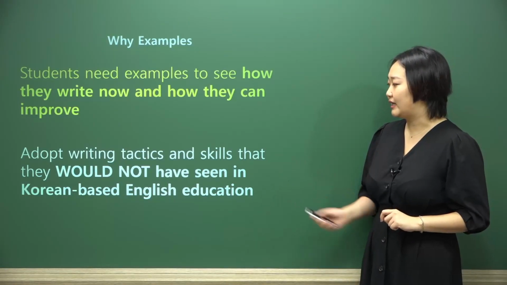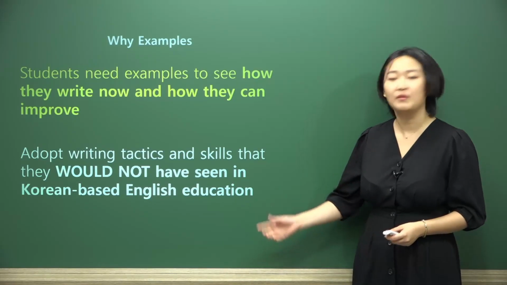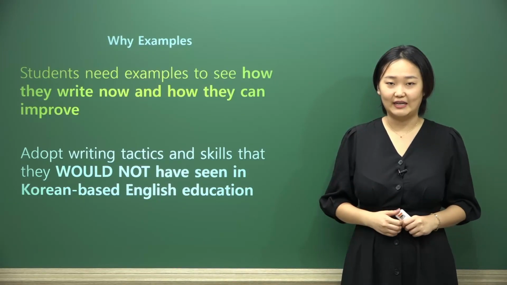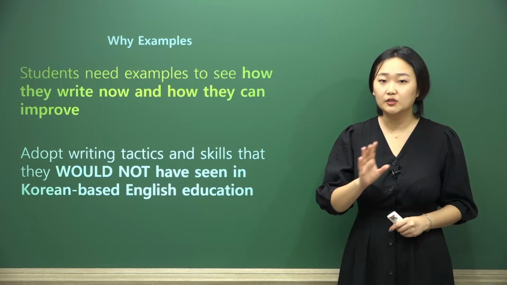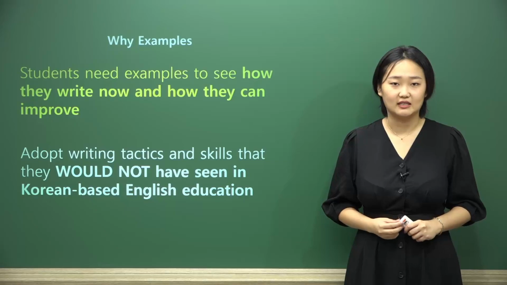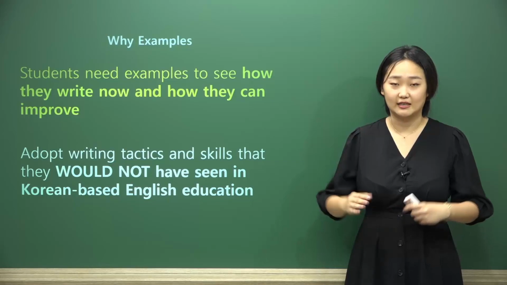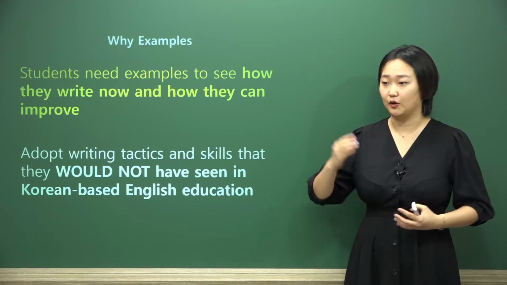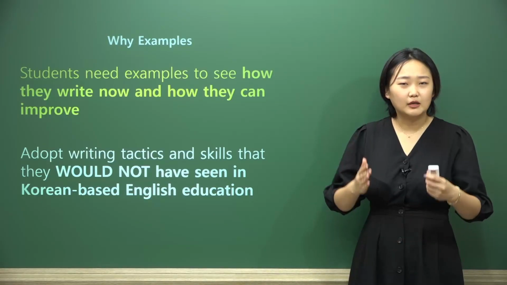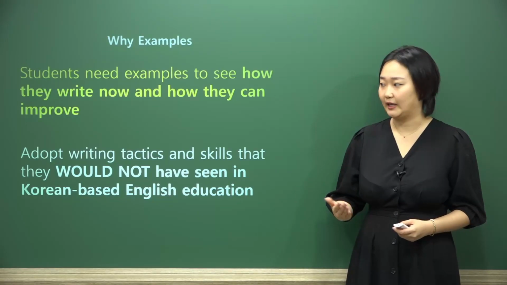And additionally, adopt writing tactics and skills that would not have been seen in Korean-based English education. And this is probably one of the most important points specifically for this series that you will not find anywhere else. We are trying not to succeed in the sense of doing well in an international school or trying to fit into Korean scholastic standards. No, we are trying to fit into American scholastic standards, trying to emulate the fact that there are essays out there that are very similar to the ones that our students will be writing, particularly that exist in America. Again, native-like fluency, native-like writing.